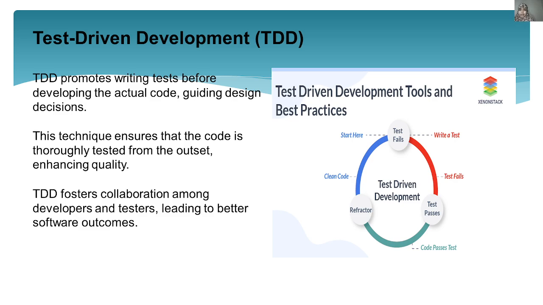For test driven development and tools, you have a block diagram, I can say, in the picture I have given in the PPT, wherein you start the test driven development and the test fails, you write a test, again the test fails, you will have clean code then, okay, then you will have a refactor wherein the test passes. This is how the code passes the test.